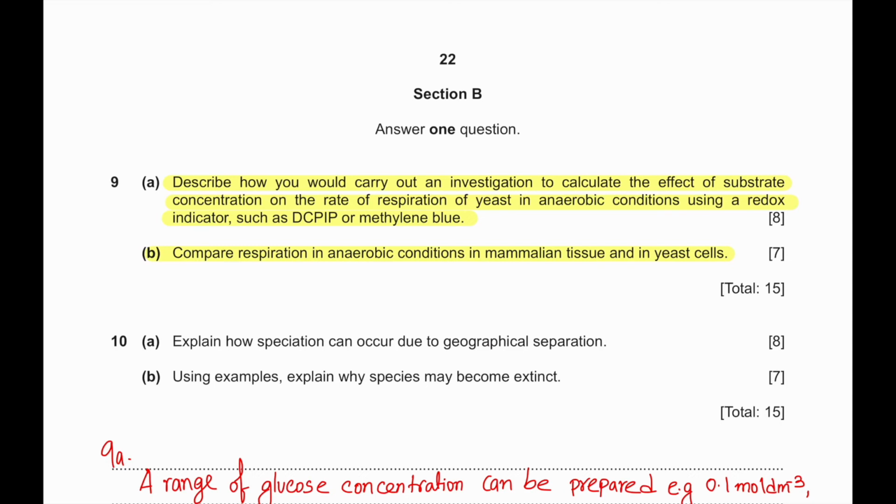Anaerobic respiration in mammalian cells produces lactic acid, whereas yeast cells produce ethanol. Mammalian cells do not produce carbon dioxide, but yeast cells produce carbon dioxide. Anaerobic respiration in mammalian cells is reversible, whereas in yeast cells, the alcohol production is irreversible. Mammalian cells involve lactate dehydrogenase, and in yeast cells, ethanol dehydrogenase is involved.